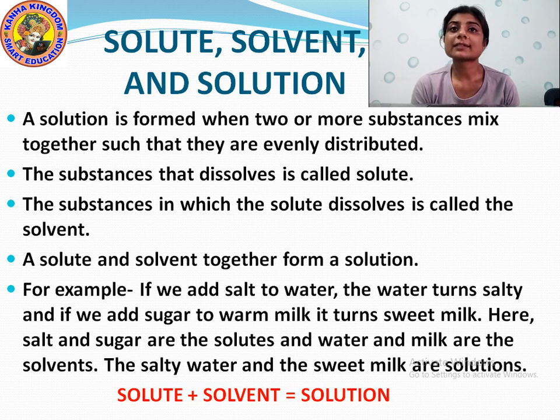Alright. Then a solute and solvent together form a solution. As I already told you, together a solute and solvent form a solution. I give you an example. Solute is sugar and solvent is water. When you mix sugar with water, it becomes a sugar solution. Yes or no? So, solute and solvent together become a solution. Understood?